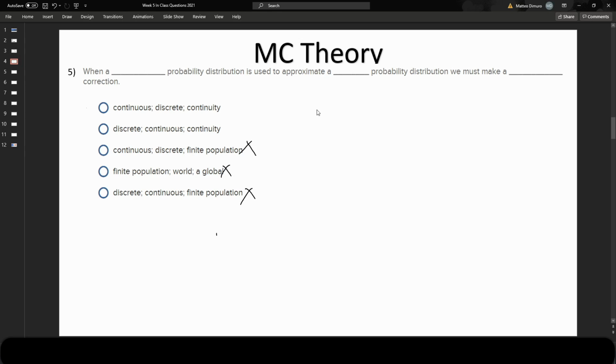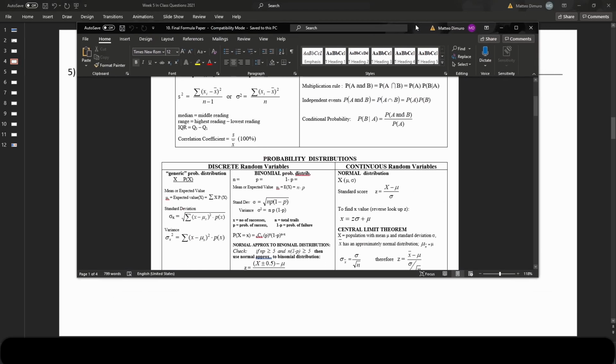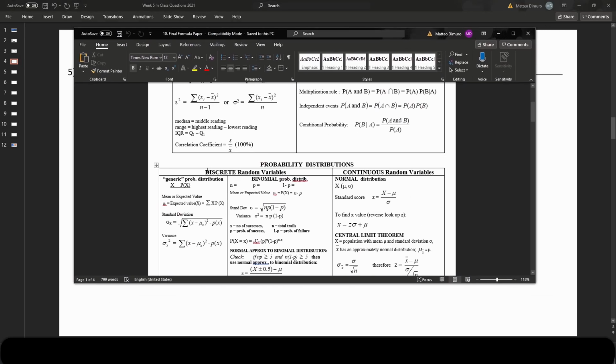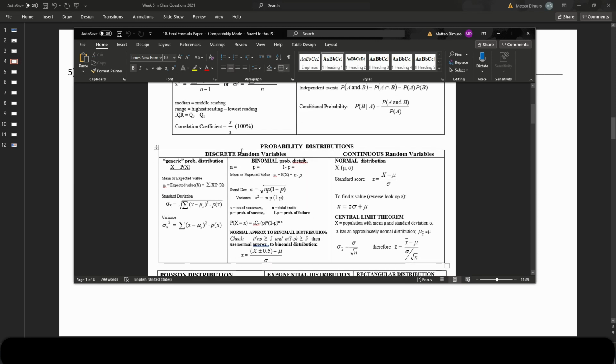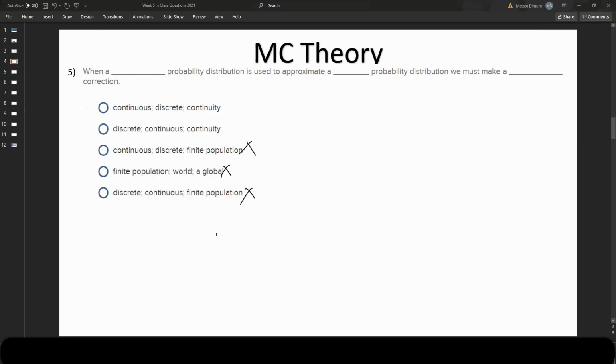So when we're doing the normal approximation, we are talking about, if you look at your formula sheet, I'll drag it over here a moment. Notice how this is under discrete random variables, right? Like the binomial distribution is a discrete probability distribution. So when you do the normal approximation to the binomial distribution, you're taking a discrete distribution and you're making it continuous.